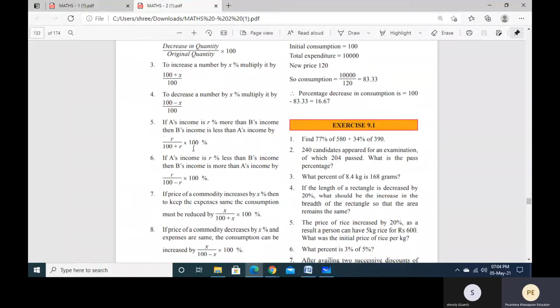This is the formula. Every time we need not find what is A and what is B and then compare them. Just use this formula. If A's income is r% more than B, then directly B's income is given by this formula, where r is whatever the increase is, r upon (100 + r) into 100. Ma'am, show an example. Yes, yes, we'll see examples.